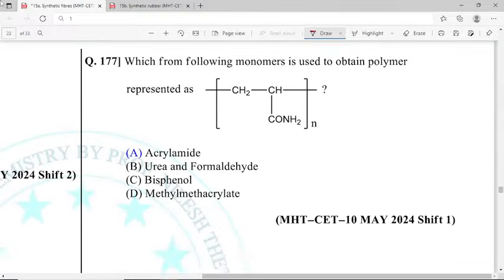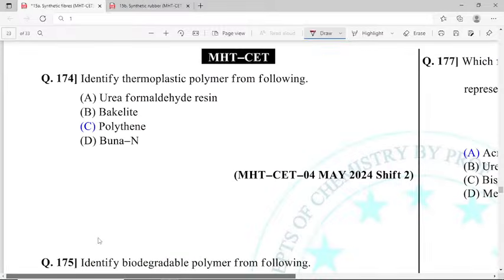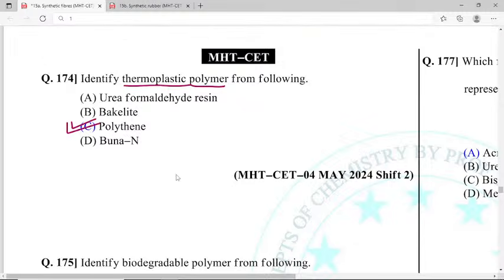Next question. Identify the thermoplastic polymer. So name the thermoplastic polymer. Polythene is a thermoplastic polymer, and the remaining are thermosetting polymers, because on heating these are not molded, so they do not become soft.